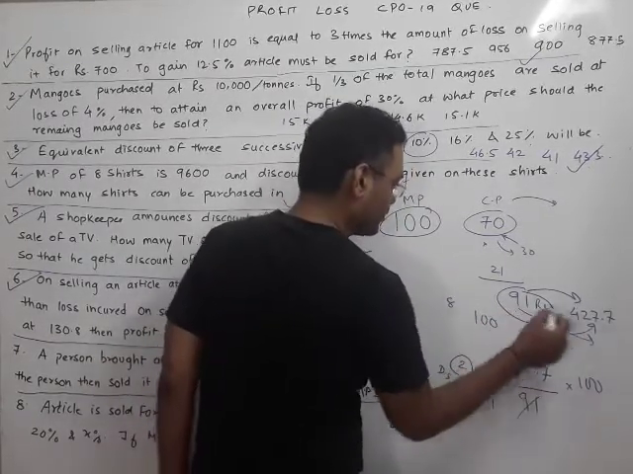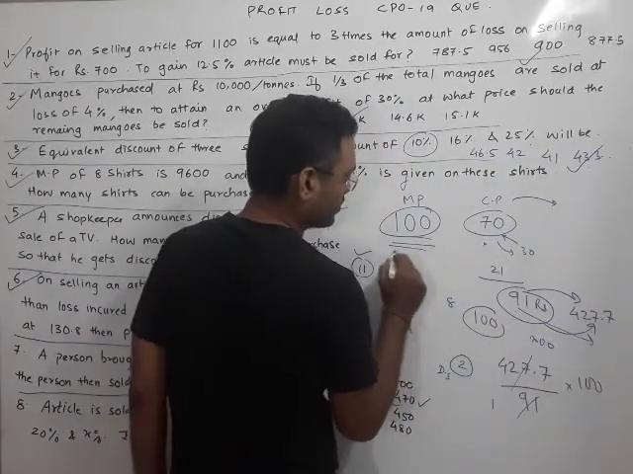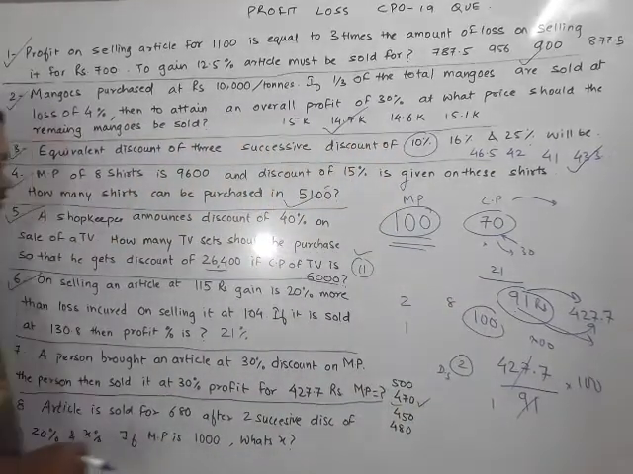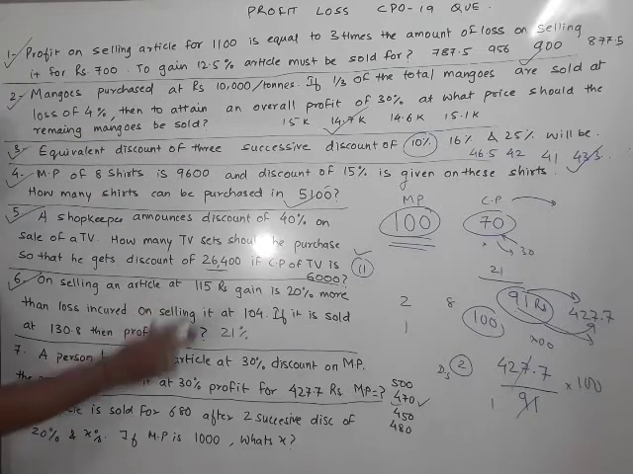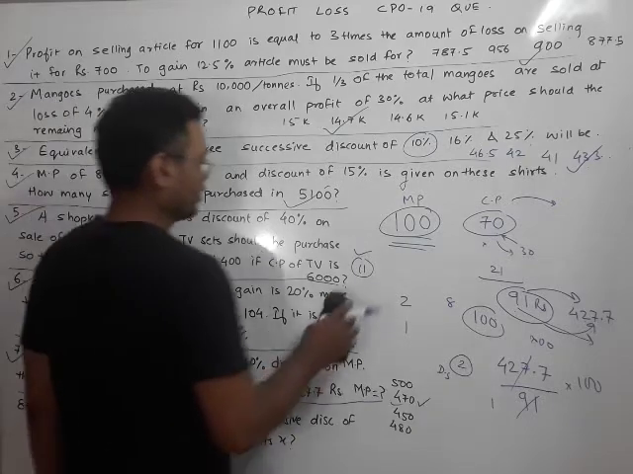But actually it is sold at this. So my 91 is this. So what is my 100? They want the mark price. Mark price is 100. So when 91 is this, what will be my 100? That is the logic. Okay, next one.